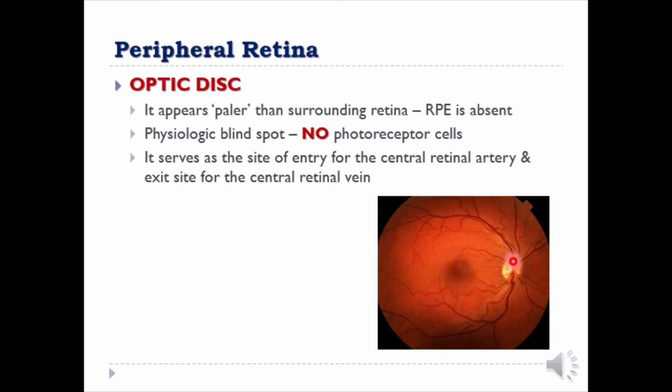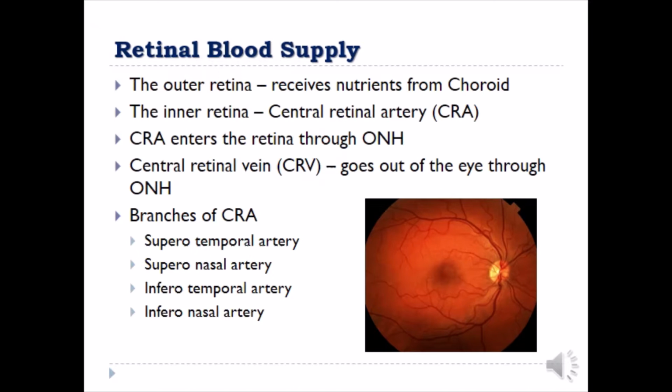So the optic disc is paler than the surrounding retina. Why? Because there are no retinal pigment epithelial cells. The optic disc does not have visual sensation. Why? Because there are no photoreceptor cells in the optic disc, and through the optic disc only the blood vessels, that is the artery, are coming into the retina, as well as the veins that are going out of the retina. Here we go.